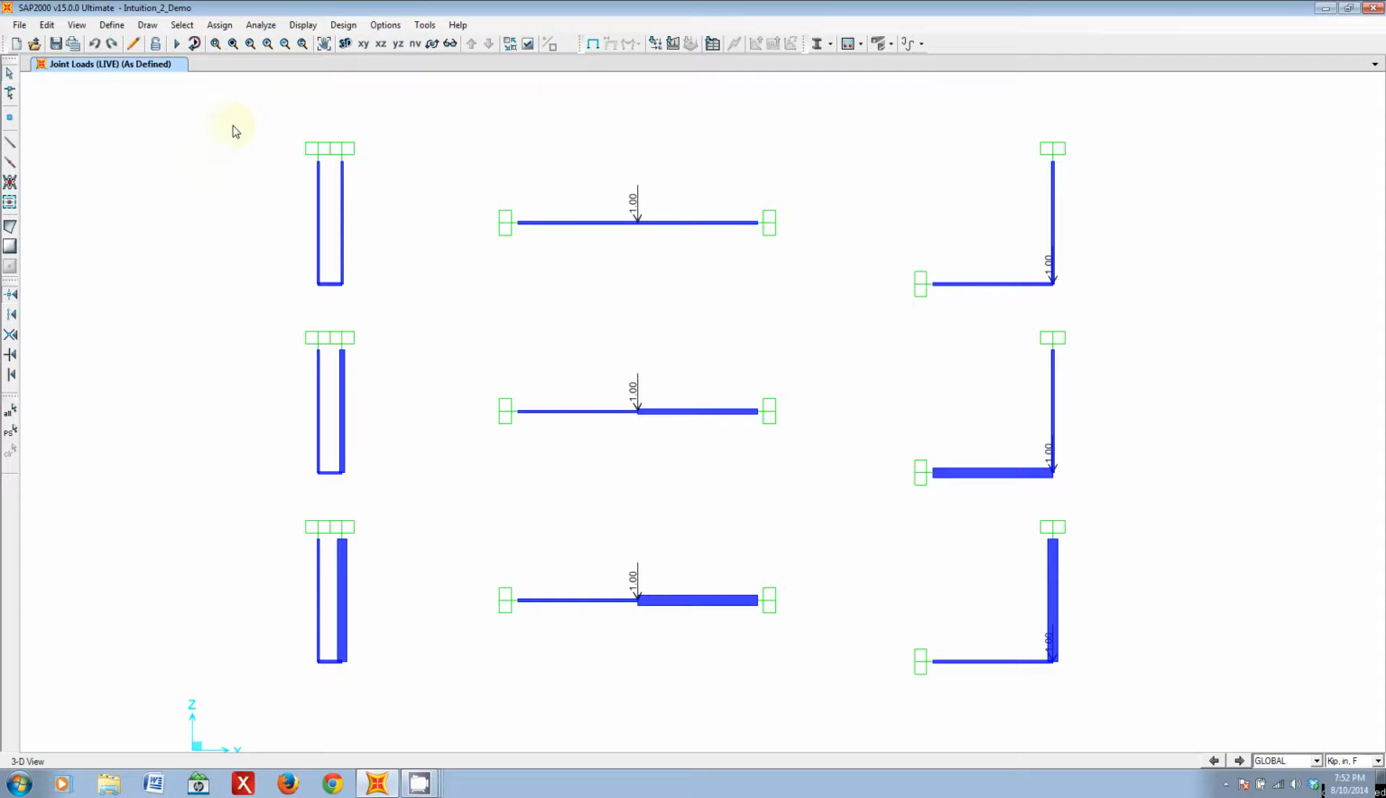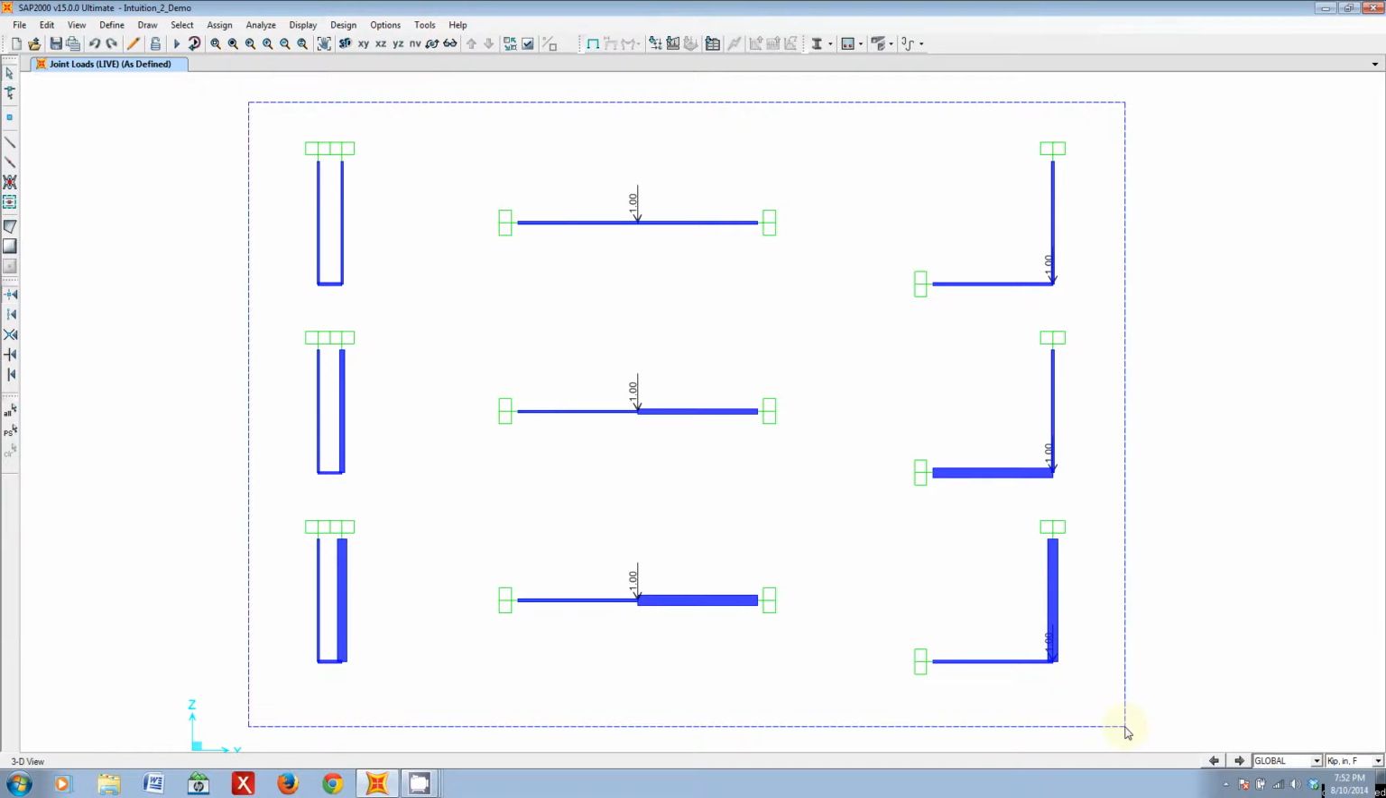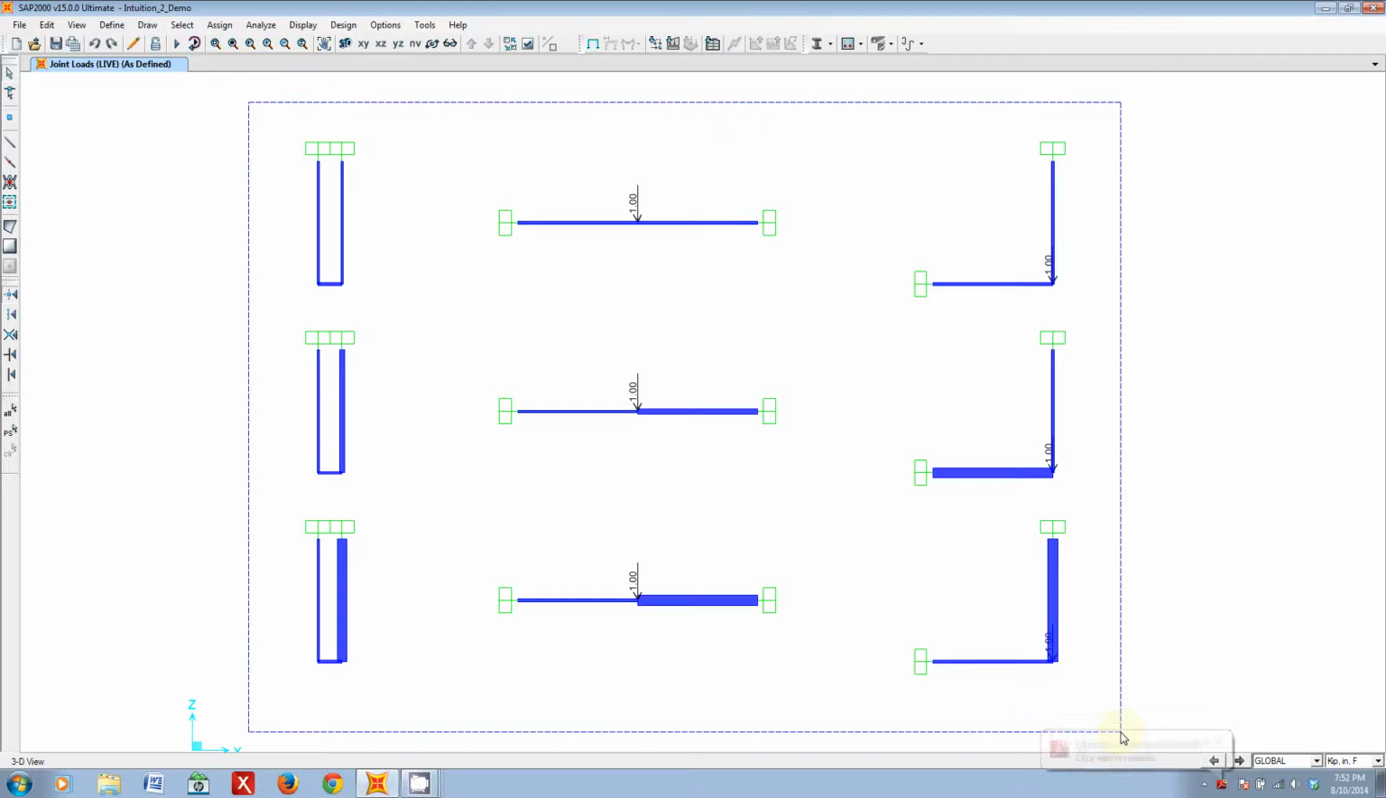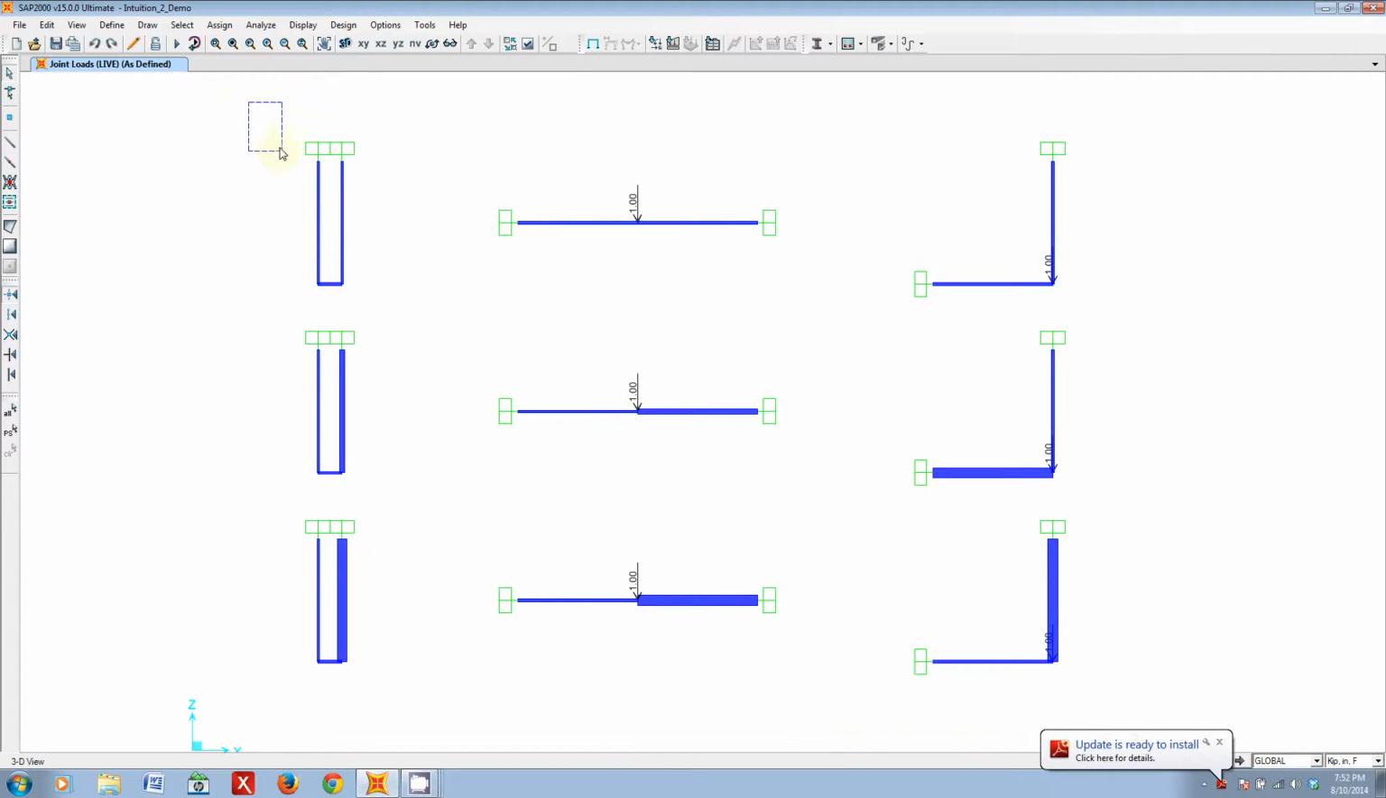Hello, and welcome to part 2 of developing your engineering intuition of structures. And today we're going to be covering the mantra of stiffer members attract more load.